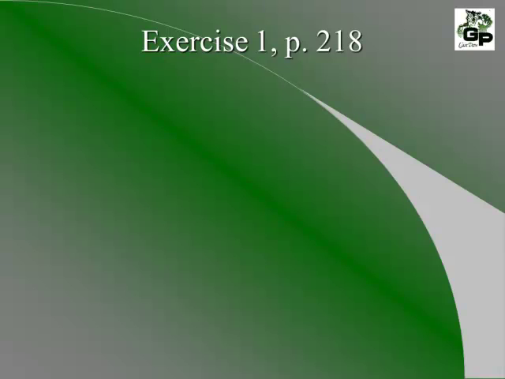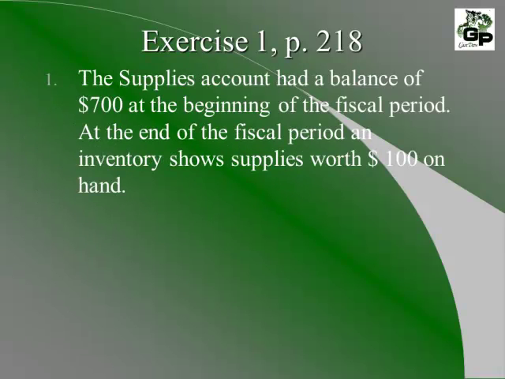Now we're going to do exercise 1 from page 218 in your textbooks. Please open your workbooks to the corresponding page in the workbook. In this exercise, the supplies account had a balance of $700 at the beginning of the fiscal period. At the end of the fiscal period, an inventory shows supplies worth $100 on hand. On hand simply means that that's what's left.